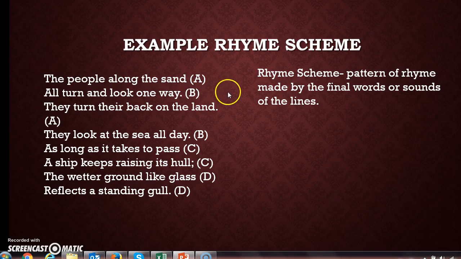We would say that these first 4 lines have an AB pattern. A is assigned to the word sand, and then we see it again down here with the word land. Because those both rhyme, they both get an A. Way and day rhyme, so they both get a B.